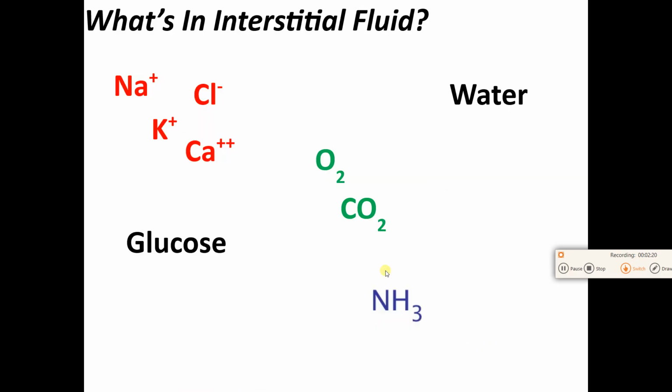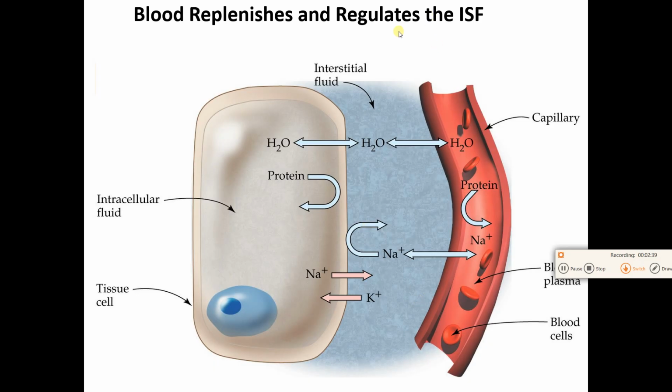Now, what's inside the interstitial fluid? Well, we'll have a lot of electrolytes: sodium, potassium, calcium, chloride. We'll have nutrients like glucose, wastes like ammonia, gases like oxygen and CO2, and of course it's a fluid, so everything is dissolved in water. One of the jobs of blood is that the flow of blood is going to replenish and regulate the interstitial fluid. By making sure our interstitial fluid is in homeostasis, we can make sure the interior of our cell, our intracellular fluid, is also okay and in homeostasis.